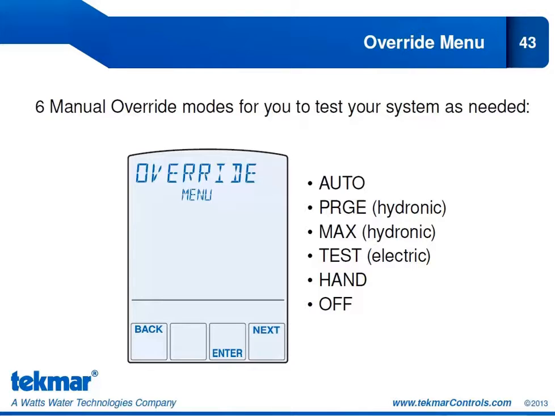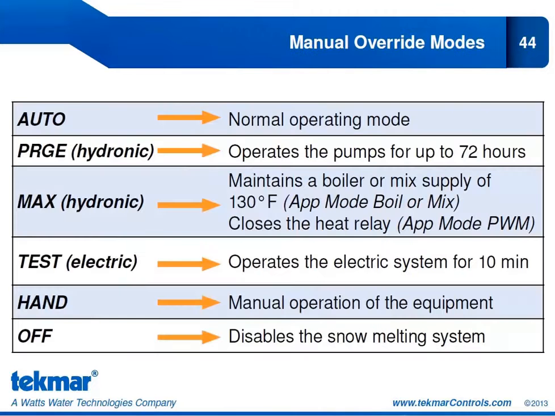So we'll look at each of these 6 different manual override modes on the next slide. These are your 6 manual override modes. We have the mode auto, and that is just operating your snow melt system normally. We have the mode purge for hydronic systems, and this will operate the pumps for up to 72 hours. So this is great at system startup when you want to bleed the system of air. You can use the purge manual override mode.